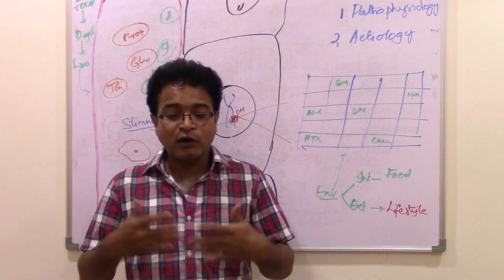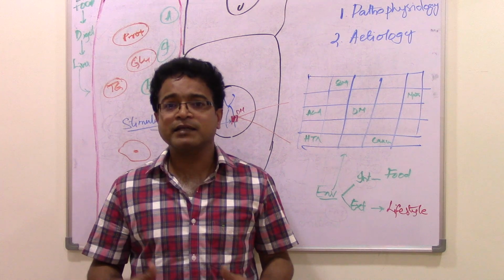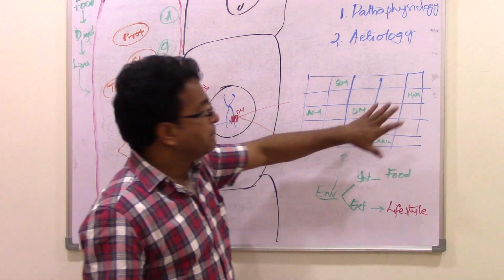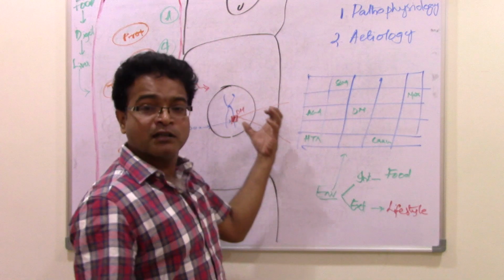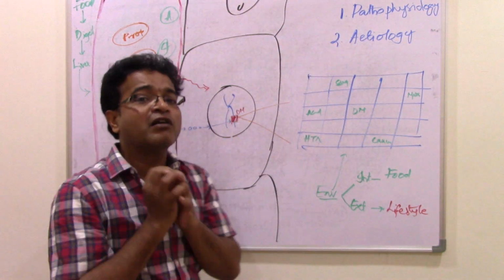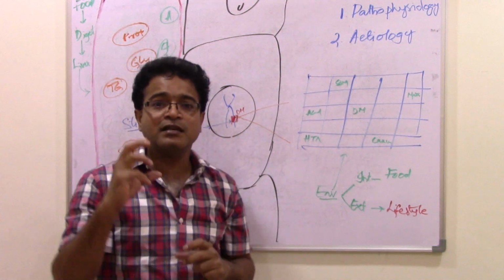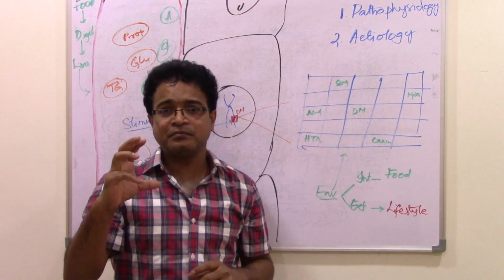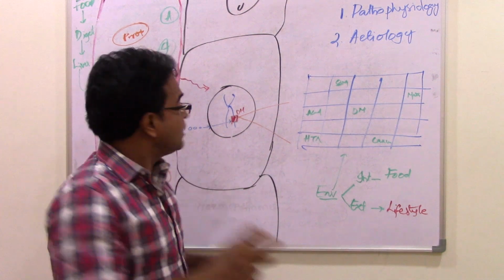Now we have a concept called epigenetics. What it says is that beyond genetics, something else is determining the activity of a gene. A gene cannot think on its own. A gene is a protein factory.